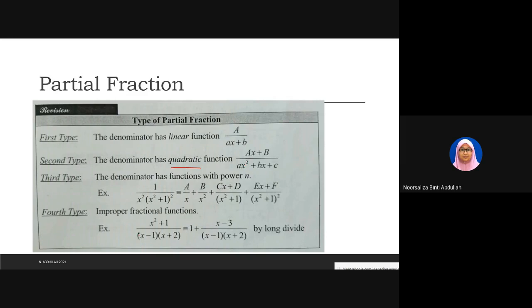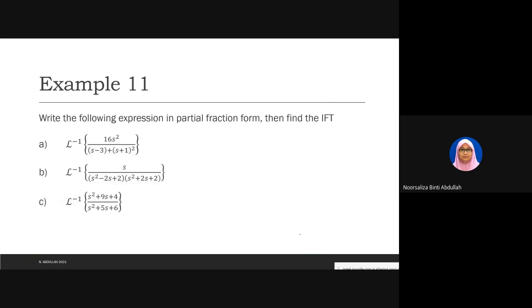Okay, and the last one is an improper fractional function. So this one, if you have this kind of questions, then you have to solve it using a long division. Pembahagian panjang. Okay, so kita tengok contoh. Jadi kalau you all tengok contoh senang nak buat kan, senang faham kan. So kalau maths is the more you practice, the more you can get.